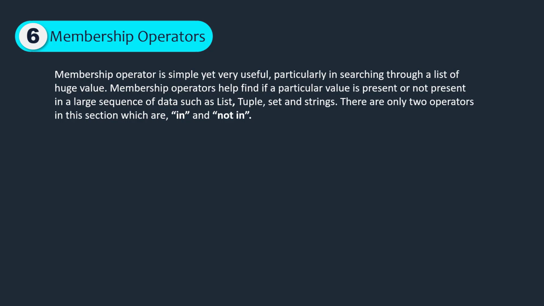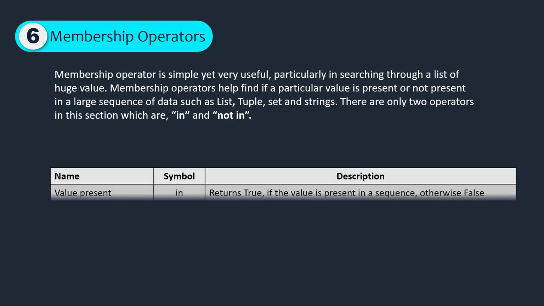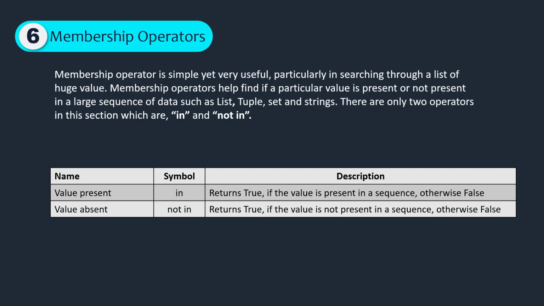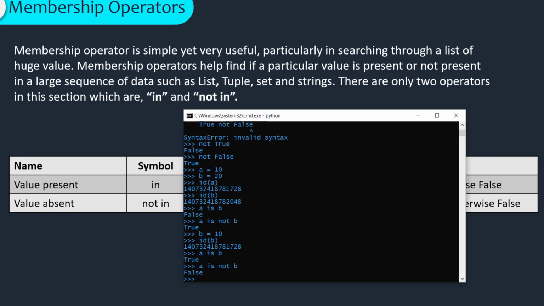Simply, there are two categories of membership operator: in and not in. We'll see them in the table. In basically represents whether the value is present in any of these data structures in Python. The second one, not in, means the value is absent. We'll quickly go through an example and you will understand.